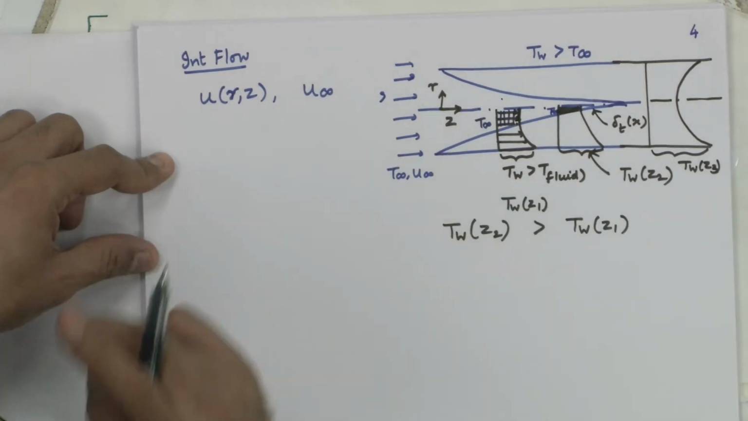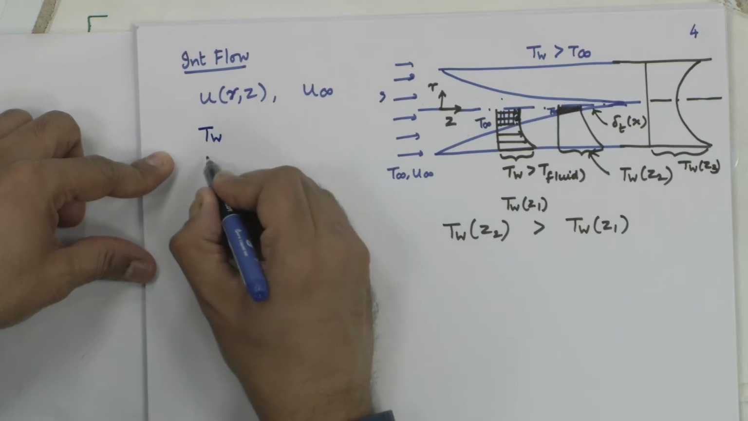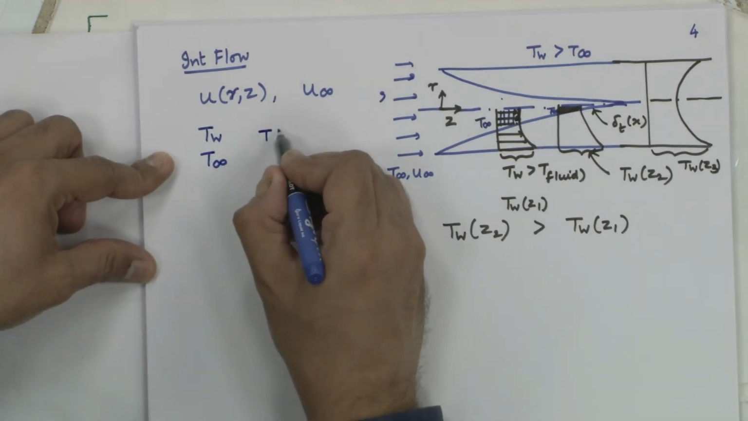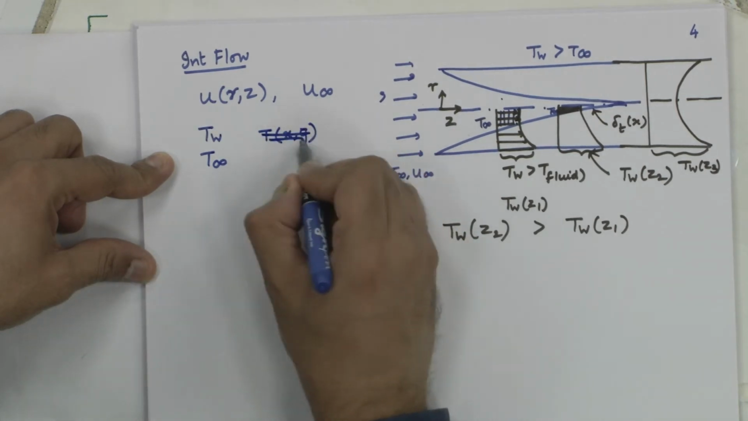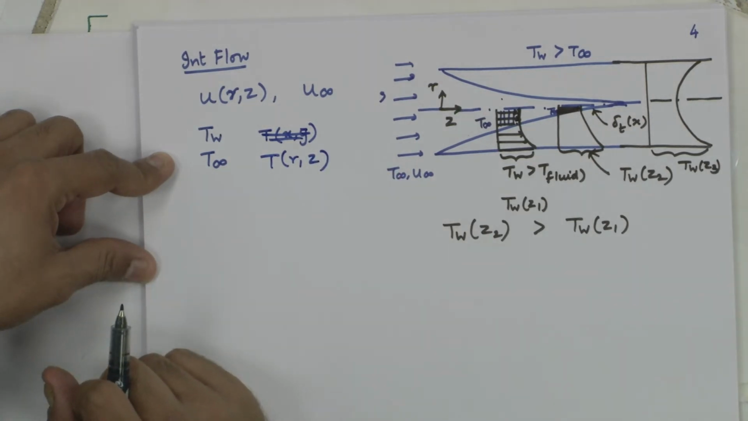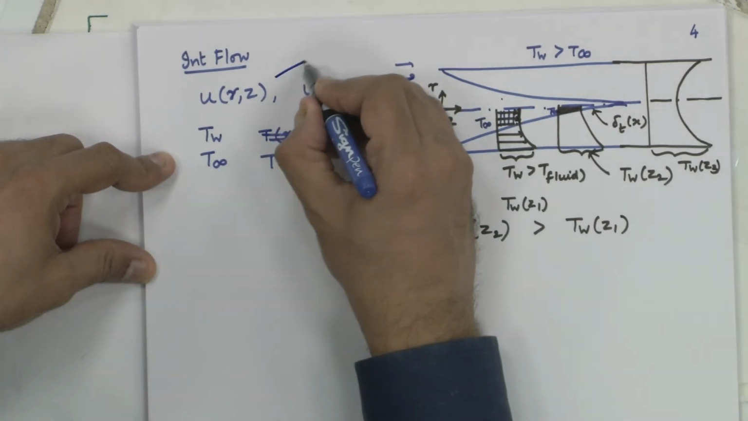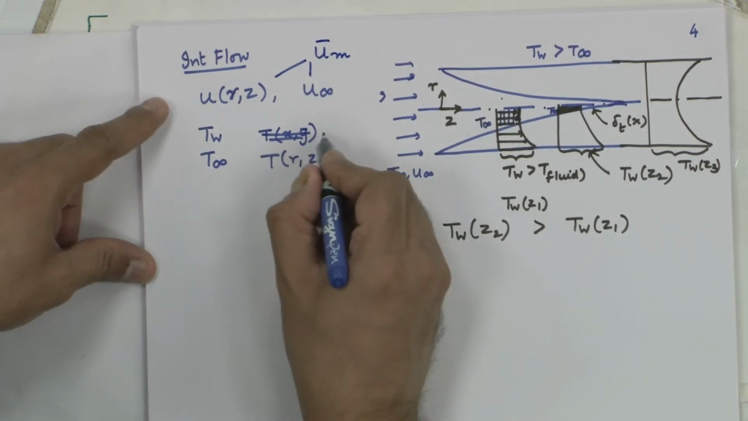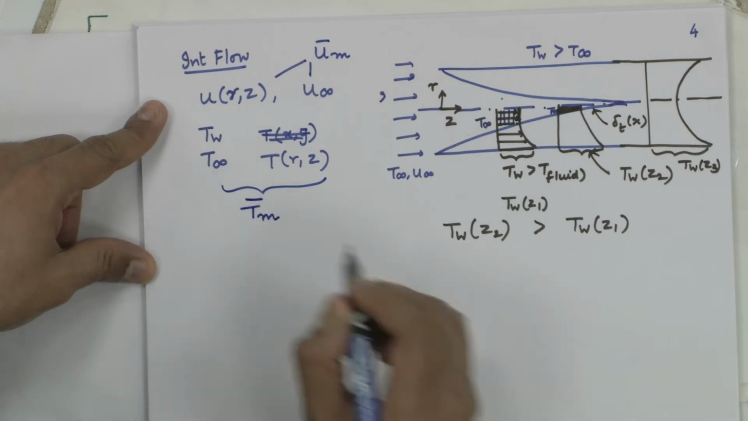So what are the three things that I have here? You have T wall, you have T infinity, you also have T local, T of r comma z. And when you have T of r comma z, just as you defined a u bulk mean velocity, using these we are going to define a T bulk mean temperature.